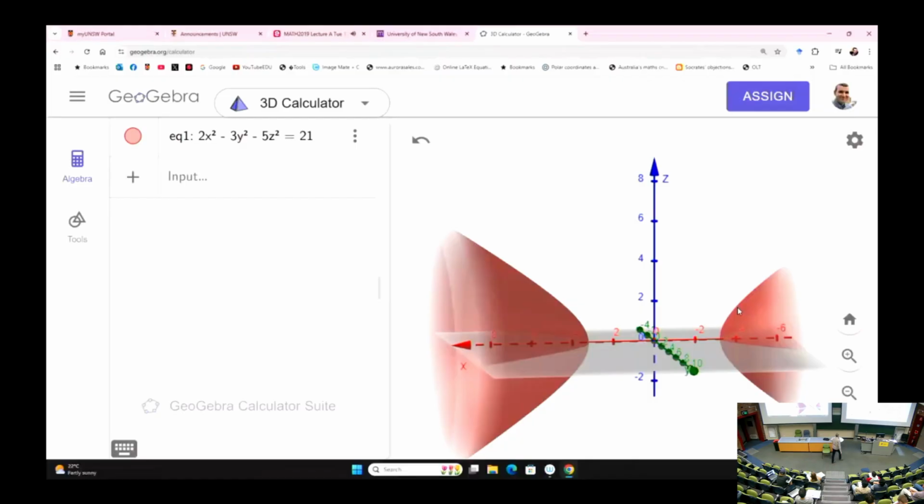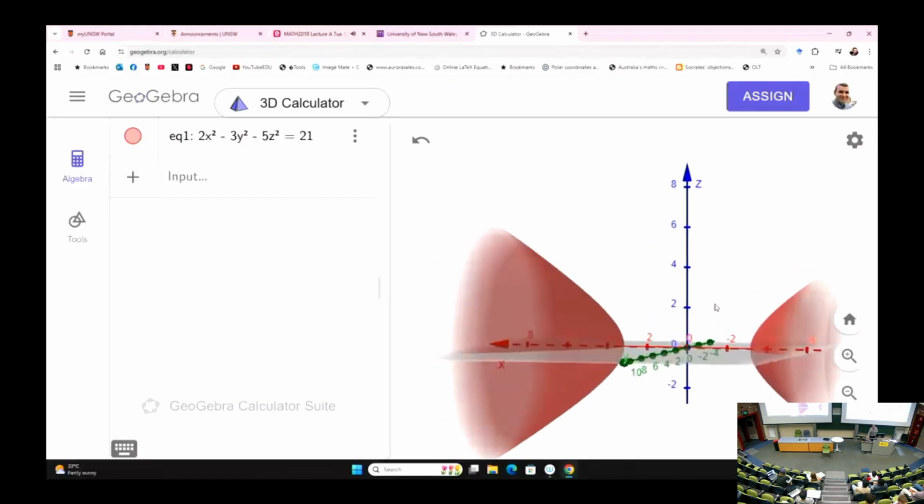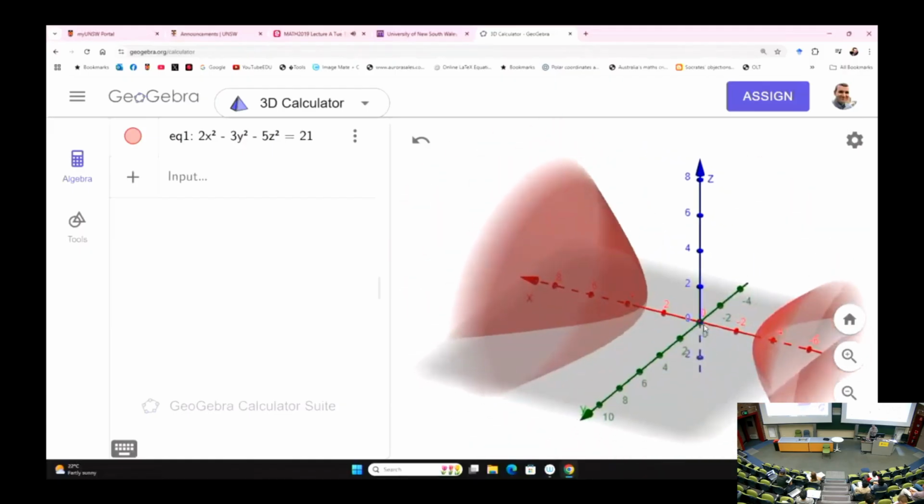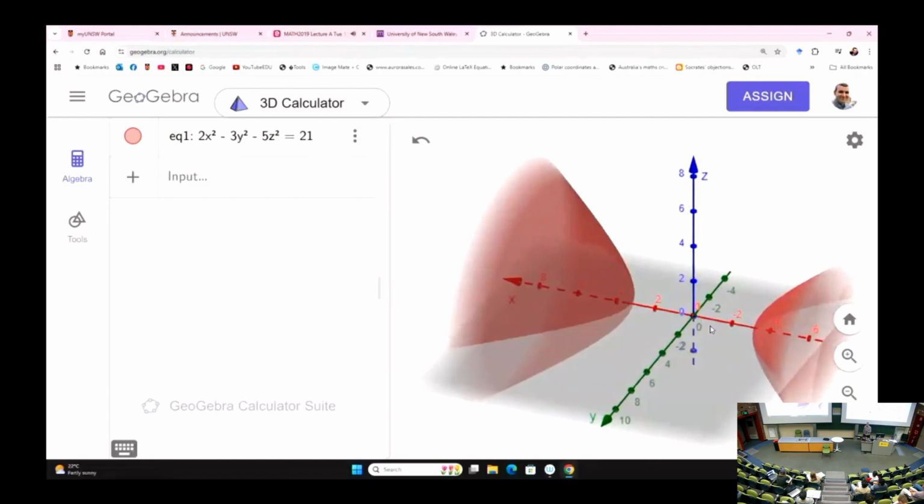Let me rotate a bit. People at home, I'm looking in your direction as well. Where is the closest point to the origin on that red surface? It's about 3, yeah, give or take. And it's on which axis? It's on the x-axis, right? So it'd be about 3, 0, 0, and negative 3, 0, 0, right?